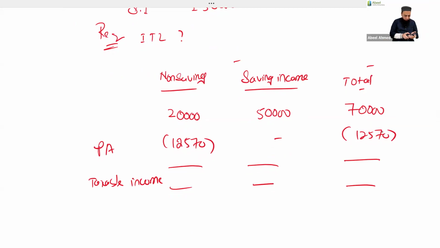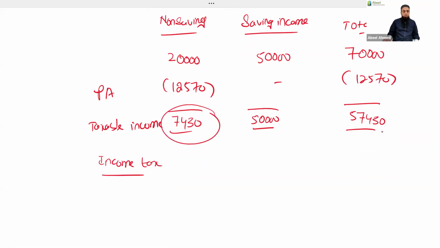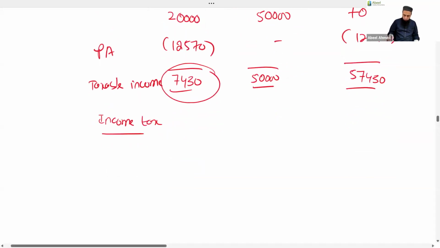20,000 minus 12,570. I'm getting taxable income 7,430. Savings income 50,000. Total 57,430. First, we have to apply income tax rate on non-saving income. Taxable income in the column of non-saving is just 7,430.